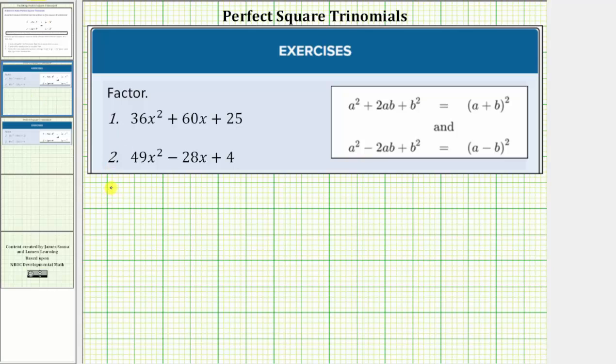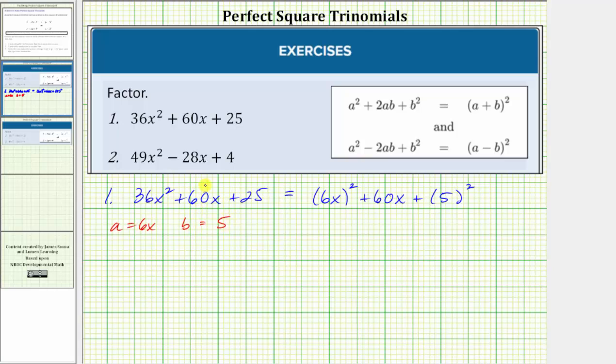Our first example is 36x squared plus 60x plus 25. The first step is to verify that 36x squared and 25 are both perfect squares. 36x squared is a perfect square because it's equal to the square of 6x. 25 is a perfect square because it's equal to the square of 5. Written in this form, this shows that a is equal to 6x and b is equal to 5.